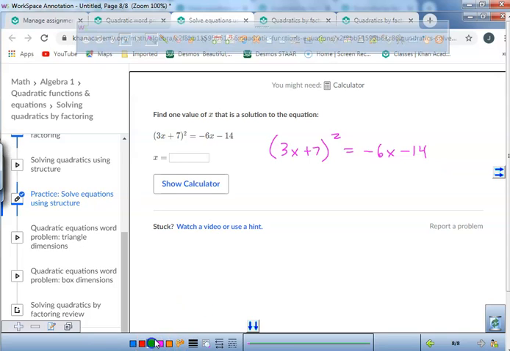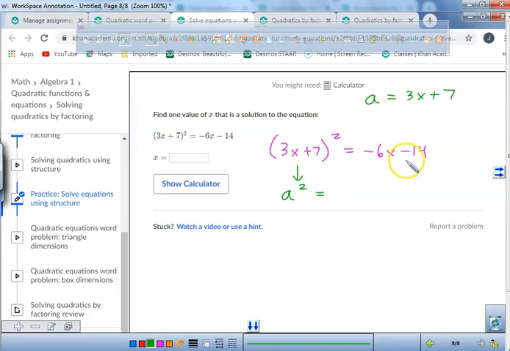Now, this time, I'll use an even different letter. I'll call it A. I'm going to put A equals 3x plus 7, okay? So everywhere I see a 3x plus 7, what am I going to write? A. So right here, we're going to put A squared equals.